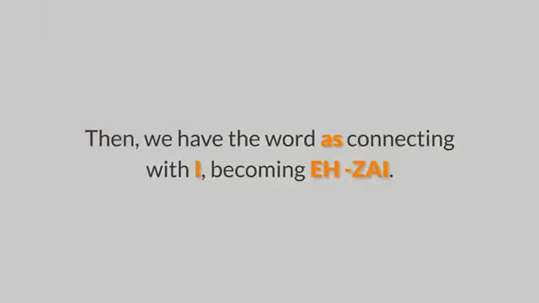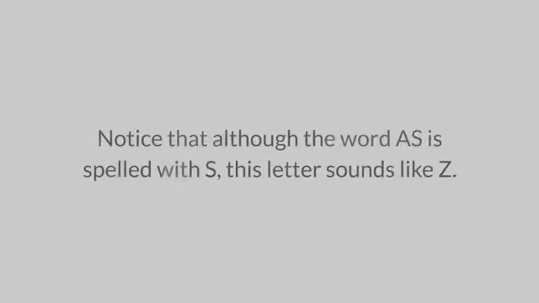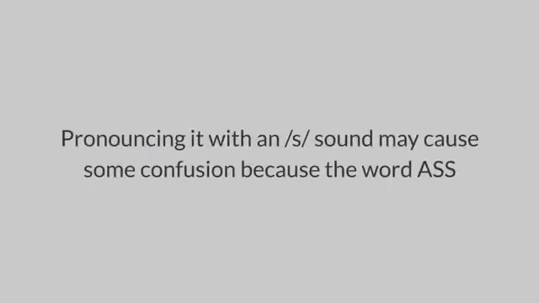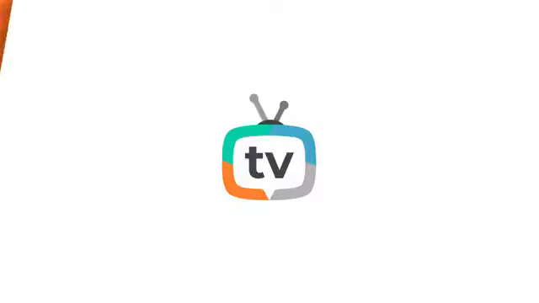Then we have the word as connecting with I, becoming "as I." Notice that although as is spelled with S, this letter sounds like Z, "as." Pronouncing it with an S sound may cause some confusion because the word arse means something completely different.